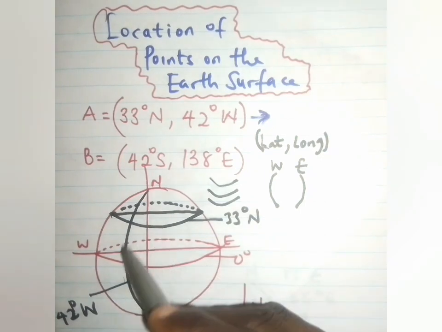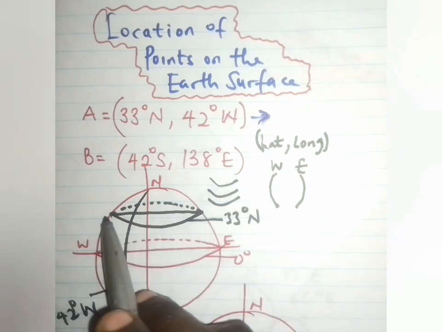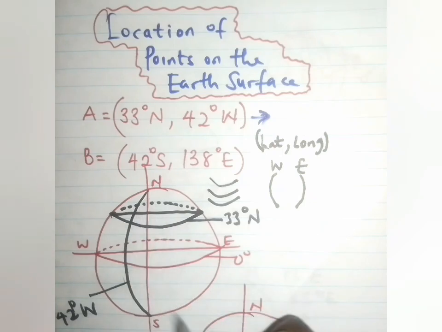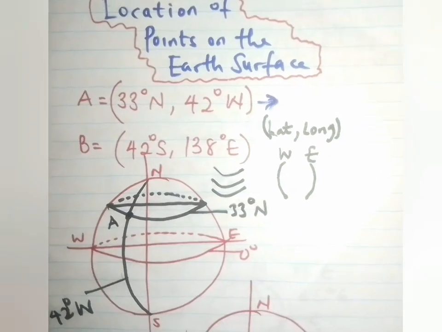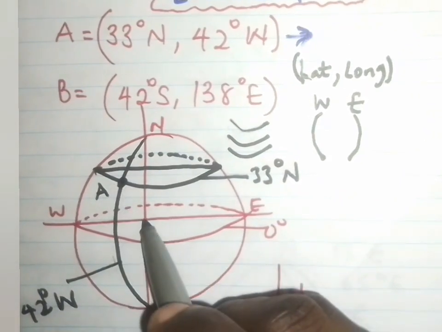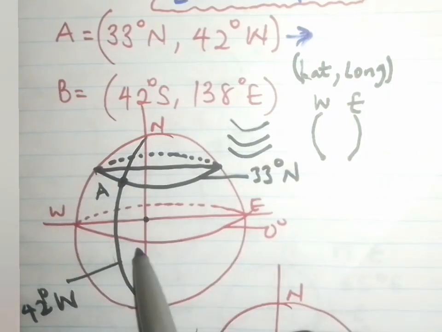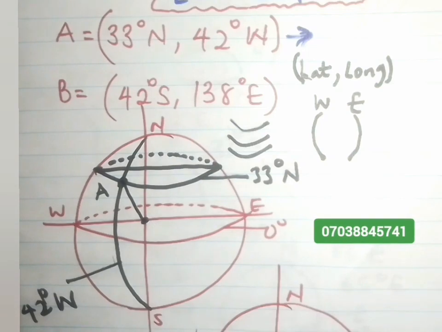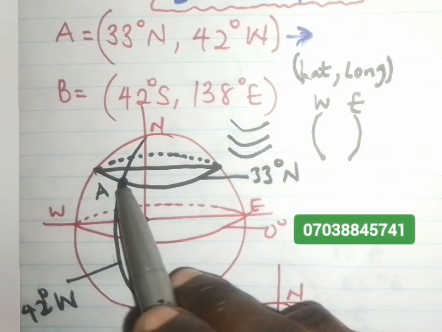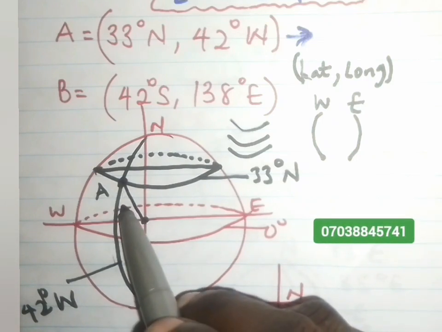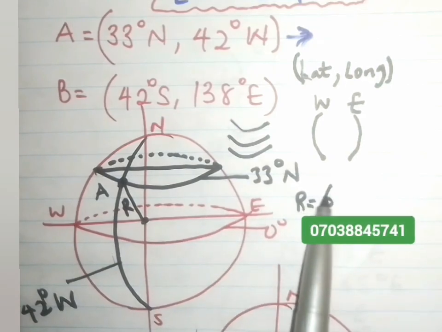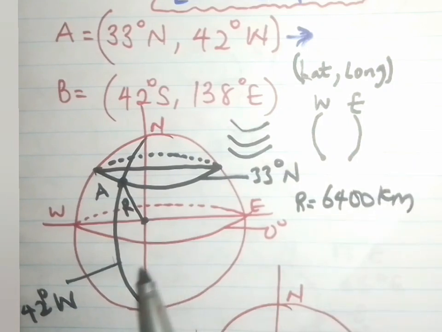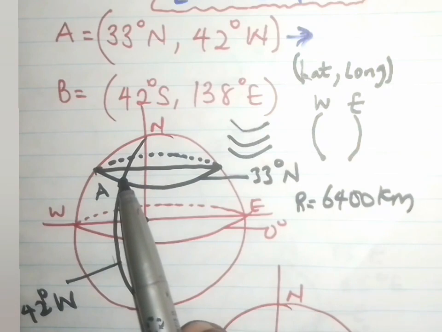Where your latitude of 33 degrees north and 42 degrees west meet, where they intersect, is where point A will be. That point A might be the location of a particular place. The next thing to do is to join point A to the center of this large circle, like this. Once you have done that, you label that line. The length of this line is called R. This R is the radius of the Earth, and it has a constant value of 6,400 kilometers. Always join the point to the center of the Earth.